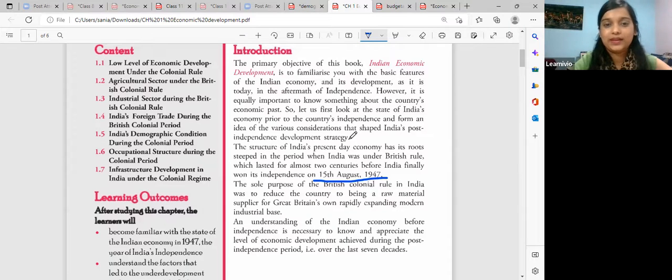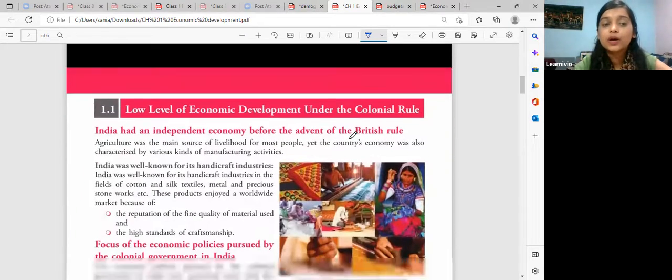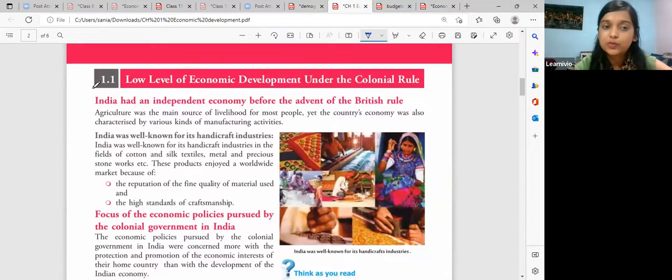Okay, great. So now we'll start with the very first point, which is 1.1, low level of economic development under the colonial period. You are a student of economics, so you are going to study only economic development and all that. So what is economic development? See, if your economy is developing, that means you are in a very good state. If your economy is not developing, that means you are not in a good state, right?